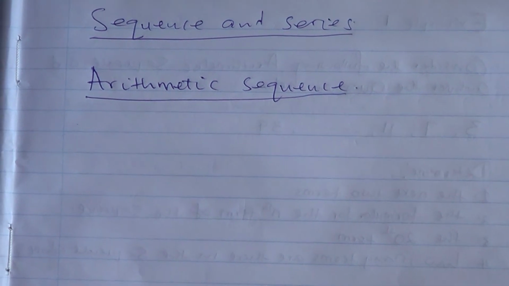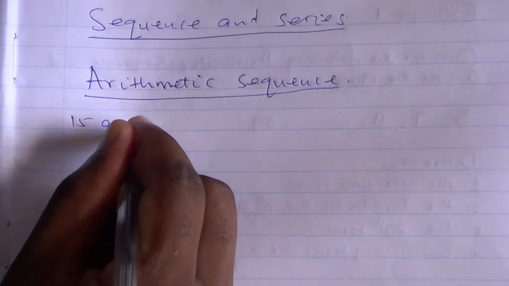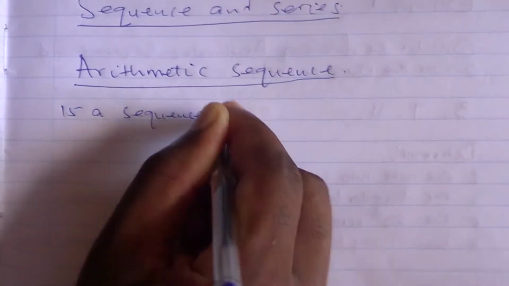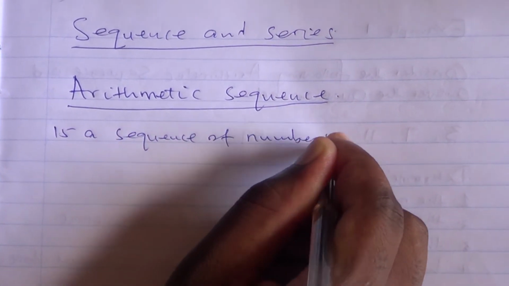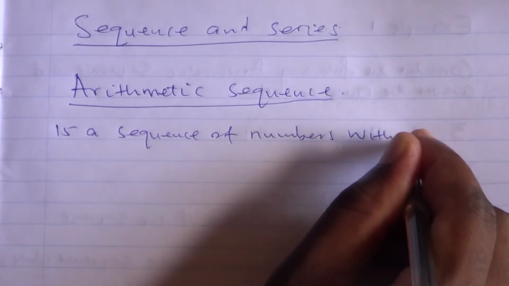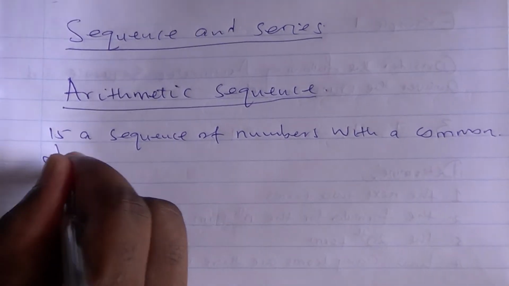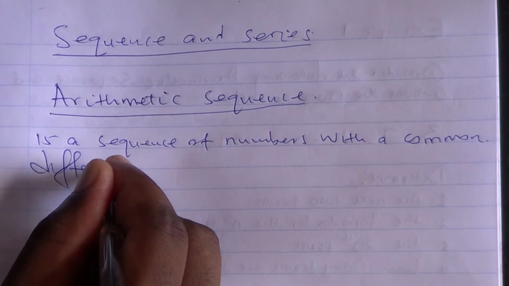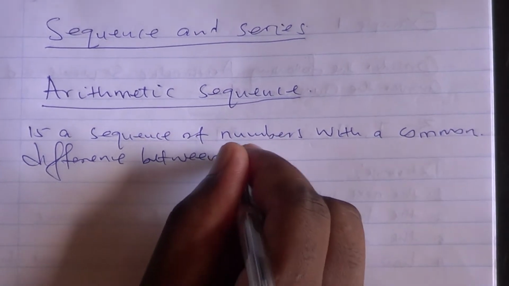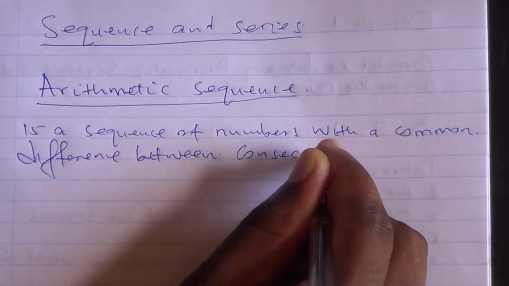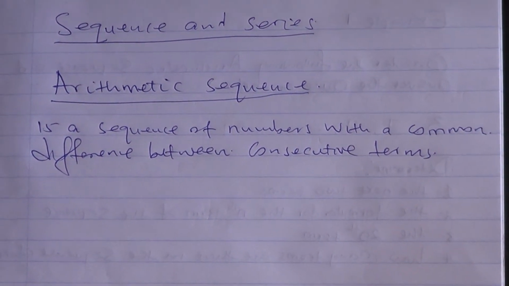What is an arithmetic sequence? This is a sequence of numbers with a common difference between consecutive terms. This is what we call an arithmetic sequence.